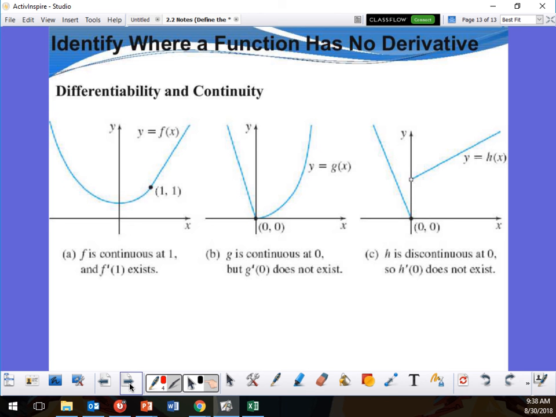Okay, can we take the derivative there? No, it's changing. So that means that both this side and this side have to be going to the same thing. So now, right here, for c, h is discontinuous at 0, so h prime of 0 does not exist. So it has to be continuous, it has to have a limit, it has to have the f of c, all that. Okay, there we go.